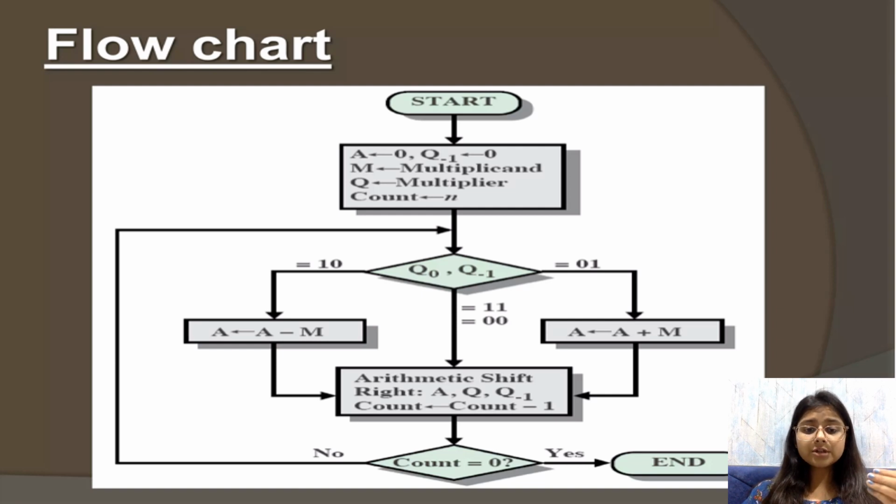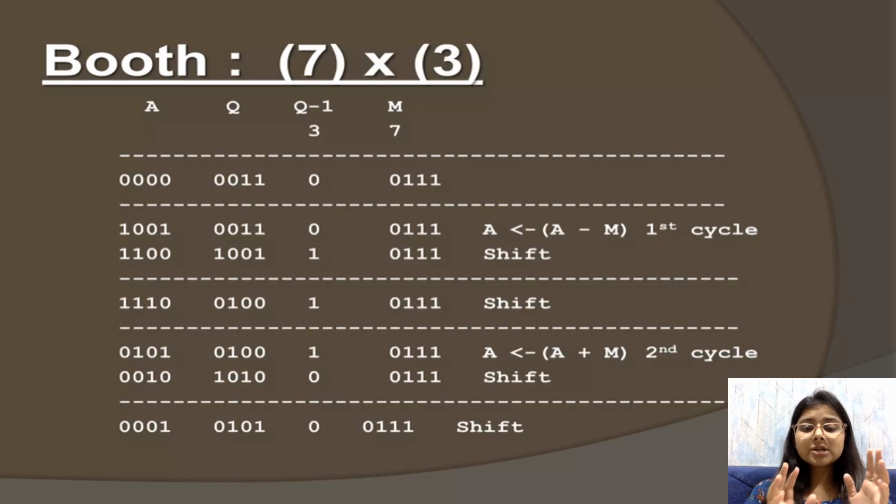Now if the counter value is 0, then you are going to end the procedure, but if the counter value is not 0, then you need to repeat the procedure again. Okay, now let's take an example to just understand what I just explained to you in the flowchart. So over here we are having 7 multiplied by 3.